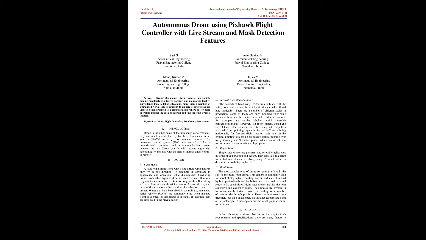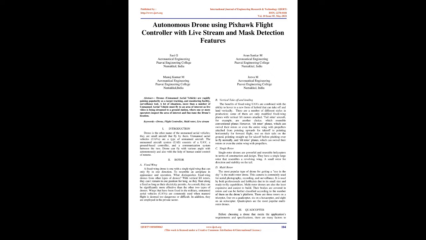Their bodies are covered in rotors and can be further classified according to the number of rotors on the drone's platform. There are 3 rotors on a tricopter, 4 on a quadcopter, 6 on a hexacopter, and 8 on an octocopter. Quadcopters are the most popular multi-rotor drones.